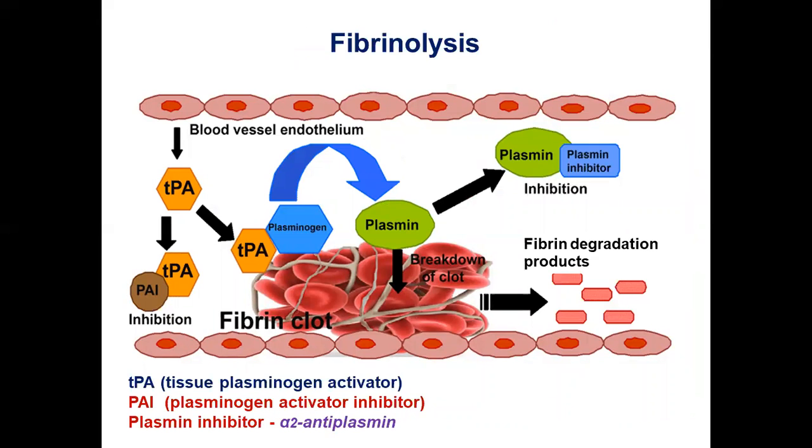Injured vascular endothelial cells release tissue plasminogen activator. It cleaves plasminogen into plasmin, which dissolves the clot. Fibrinolysis is controlled by plasminogen activator inhibitors and plasmin inhibitors.